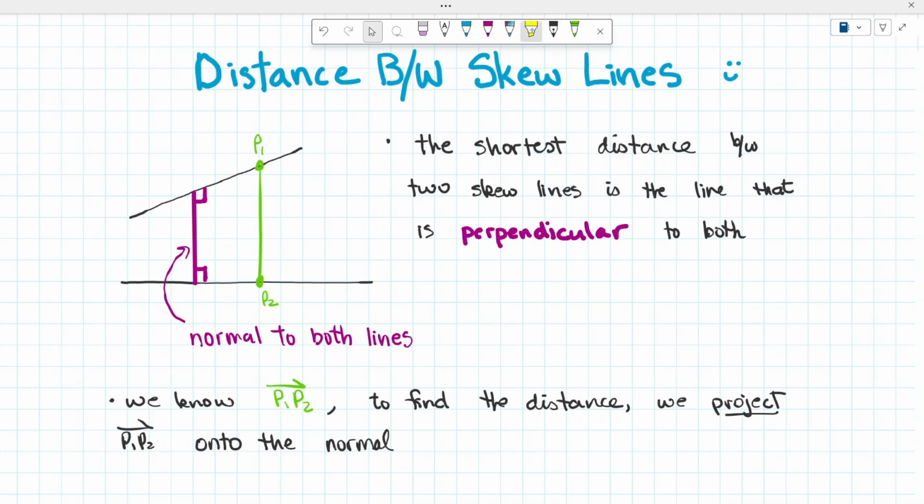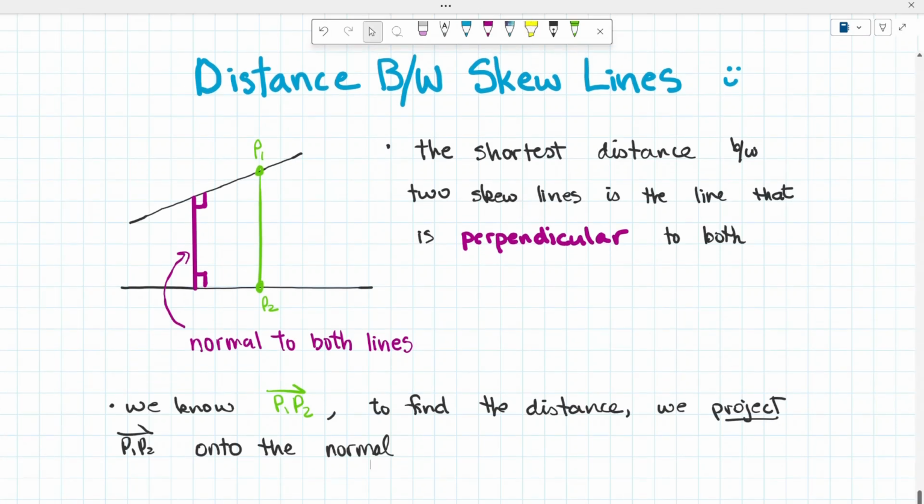Okay, let's dive in. We want to know what the distance is between two different skew lines. So first of all, what is a skew line? Skew lines don't intersect, but they're also not parallel. This is a unique type of case, and it only occurs if we have lines in greater than 2 dimensions.